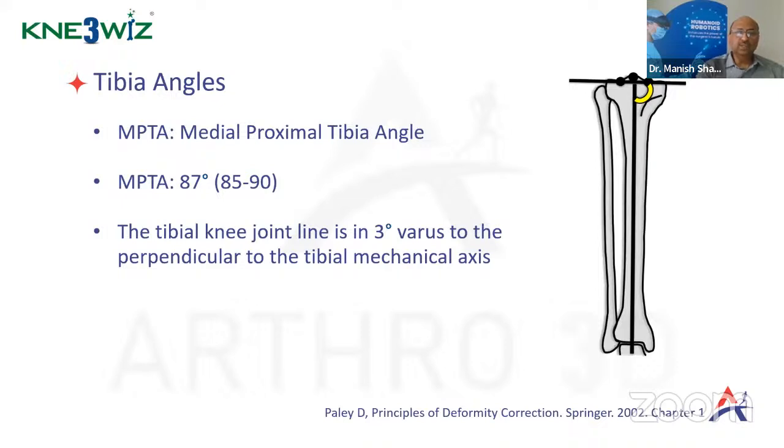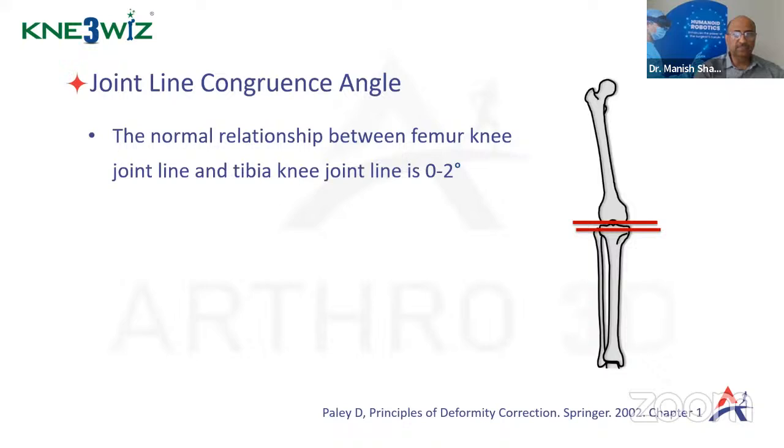The medial proximal tibial angle on an average is 87, the range being 85 to 90. Thus, the tibial knee joint line is in 3-degree varus to the perpendicular and to the tibia mechanical axis. The joint congruence angle, the opening up of the joint in a normal relationship, varies from 0 to 2 degrees.